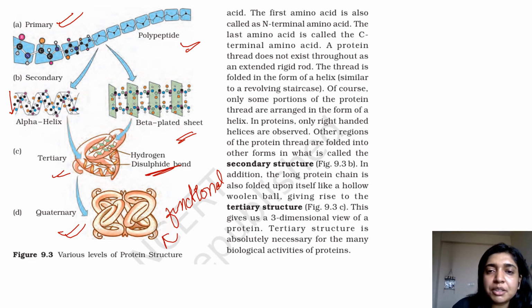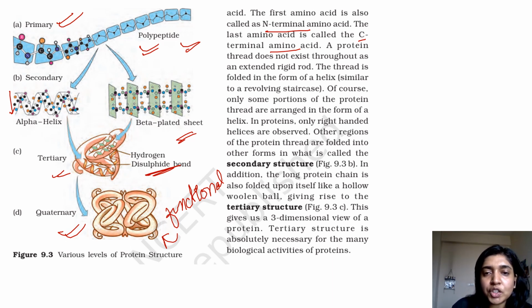Alright, so the first amino acid is also known as the N-terminal amino acid. The last amino acid is the C-terminal amino acid. A protein thread does not exist throughout as a line. This is just when it's first formed, it is taking the primary structure, but within milliseconds or even faster than that, this primary structure gets converted and folded into your tertiary structure. So it does not always remain as the primary structure. It gets converted super fast into your tertiary structure.